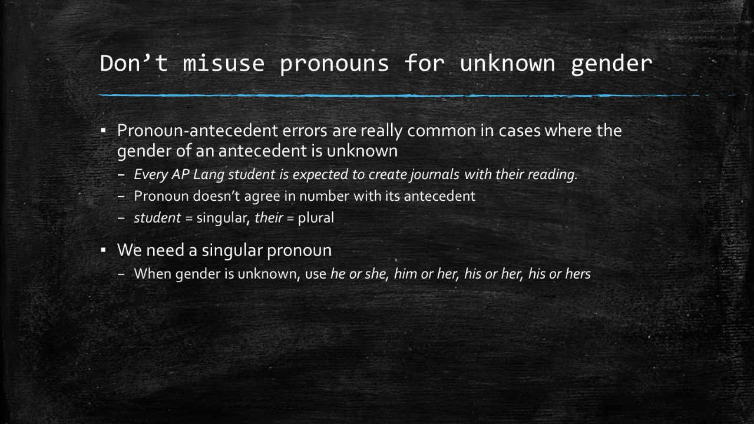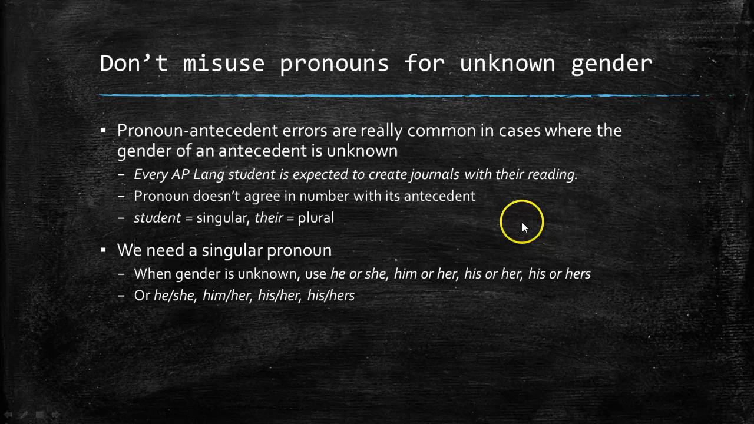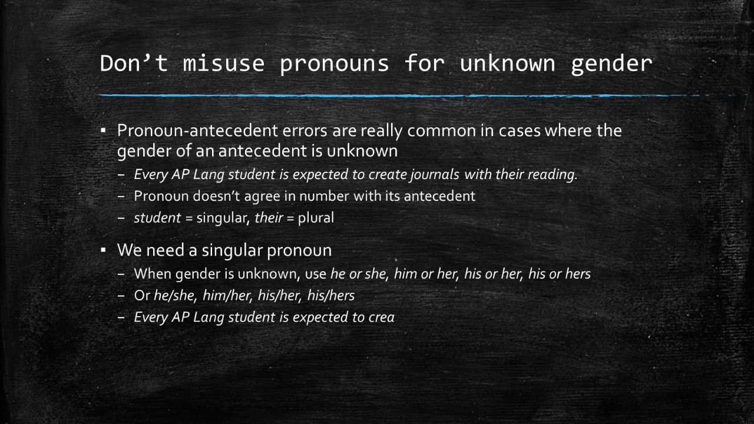So when the gender is unknown, like in our noun student, it could be a male or female student. When the gender is unknown, our pronoun needs to be kind of a compound pronoun. We've got to use he or she, him or her, his or her, his or hers. You can also shorten this with just slashes: he slash she, him slash her, his slash her, his slash hers. These two usages, either using the or or the slash, are the only widely accepted usages as far as style books go. So this sentence should read, every AP Lang student is expected to create journals with his or her reading.